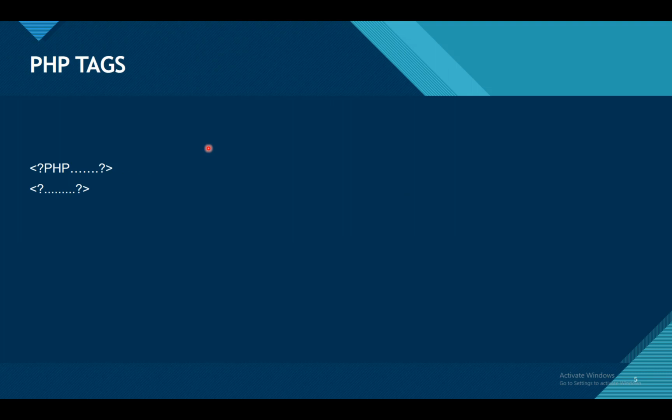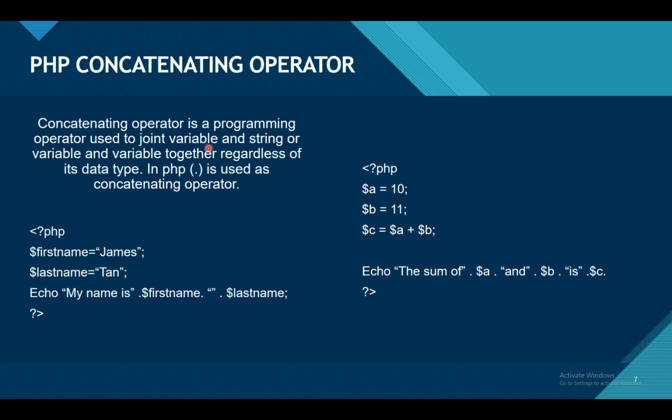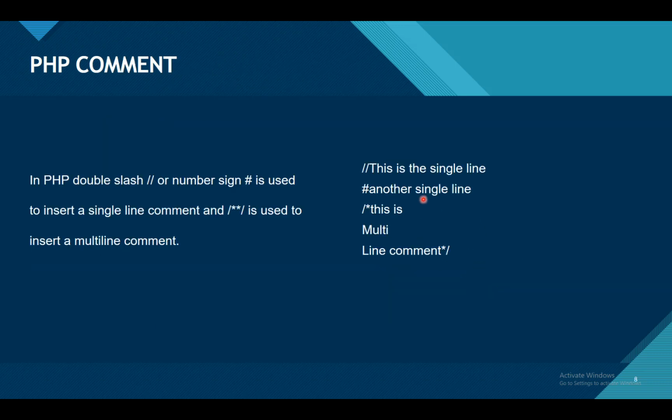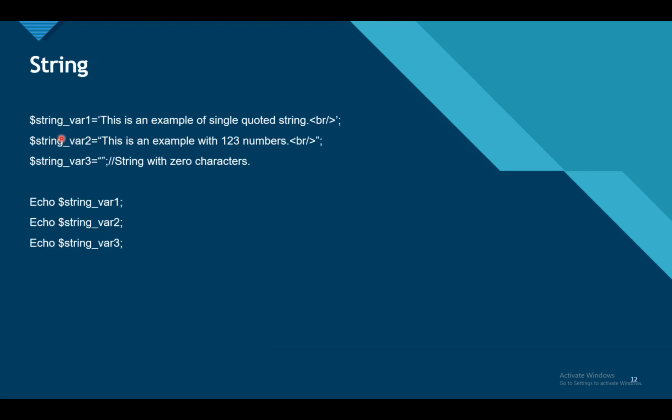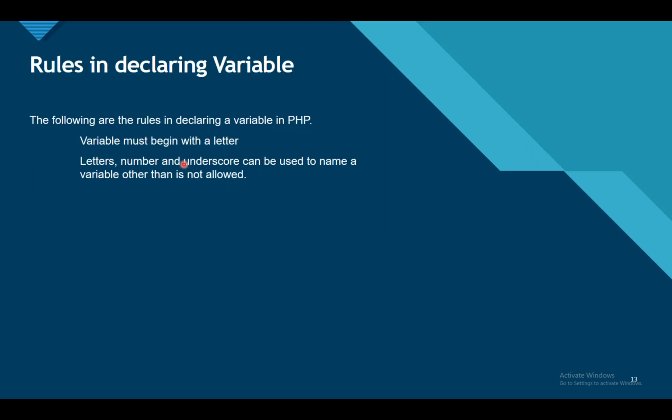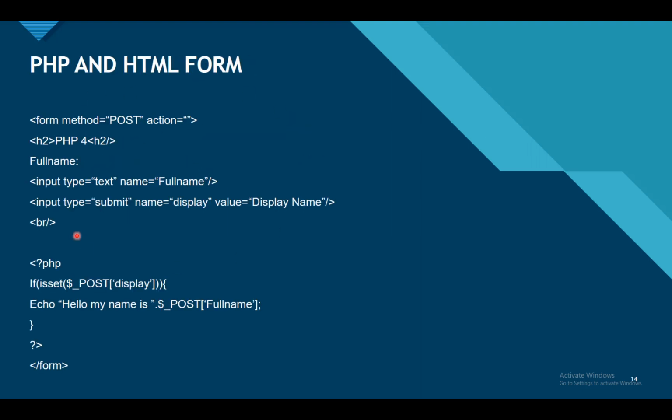Okay, so again it's this one, string variable with string concatenating operator, and another concatenating operator using the numbers, which is the second. The third one is the integers. Fourth is the double. Fifth is the string. And lastly, which is the PHP and HTML form. So this is your hands-on, 6 hands-ons.